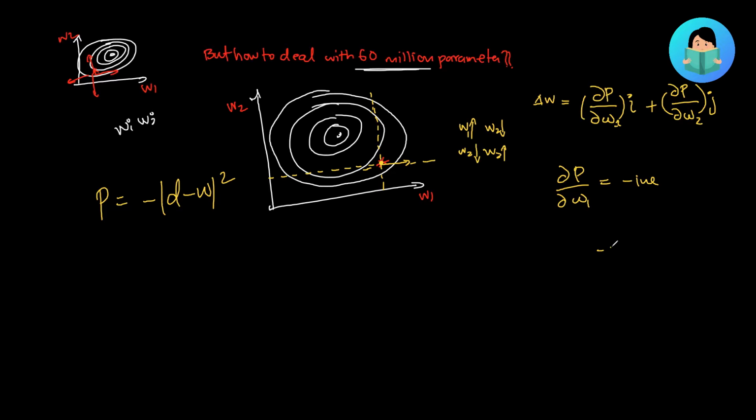So let's say it comes negative 3i plus this value. Now, this particular value, that is delta P upon delta W2, will come positive. So let's take positive 5j. What it says is that minus 3i will be this and 5j will be this. And if you use the vector rule, what you will figure out is that this is the resultant of these two. This is the direction in which this particular point has to move. So this particular thing gives me the delta W.